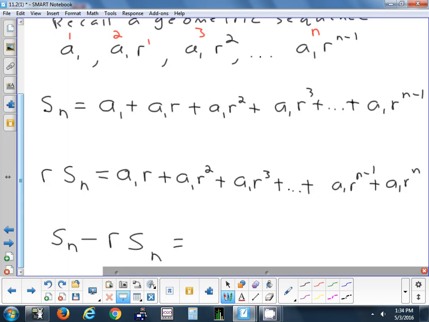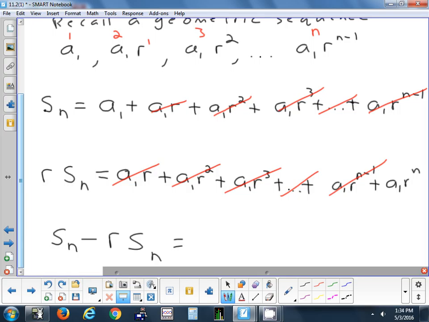a sub 1 r. I agree. If you subtract, those would cancel out. What else? a sub 1 r squared. Yep, that would cancel out. a sub 1 r cubed would cancel out. And a sub 1 r to the n minus 1. All the dot dot dots would cancel out with those dot dot dots. a sub 1 r to the n minus 1 would also cancel out.